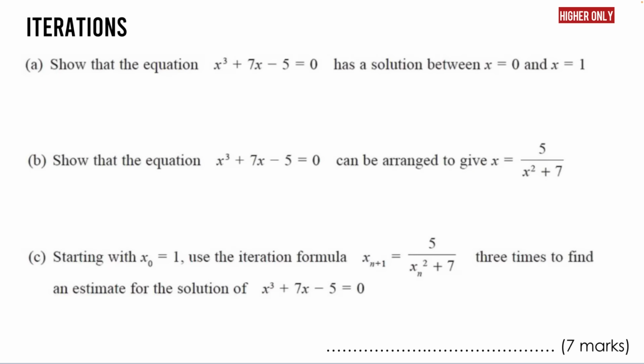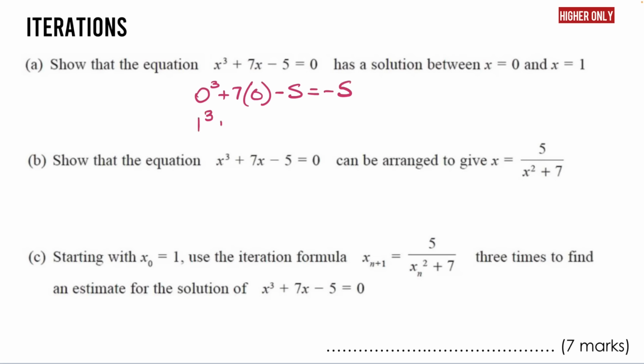Now, iterations are a relatively nice topic. We've got iterations not in context and in context, which we're going to have a look at. For part A here, it says show that there's a solution between 0 and 1. Really nice question. We just substitute 0 into the equation to start with. So 0 cubed plus 7 lots of 0 minus 5. That on your calculator equals -5.